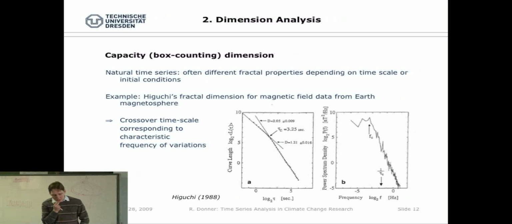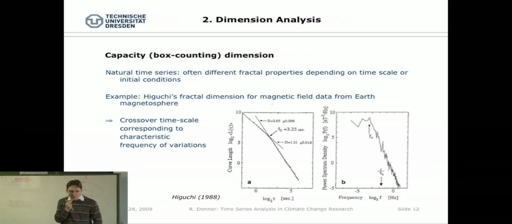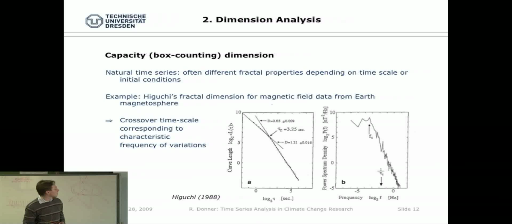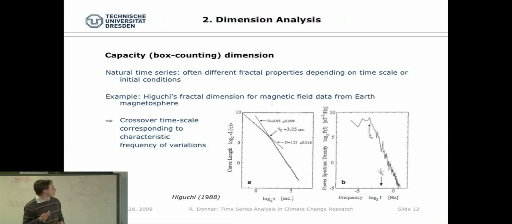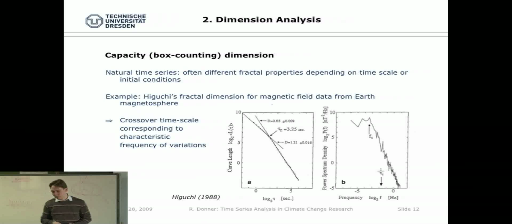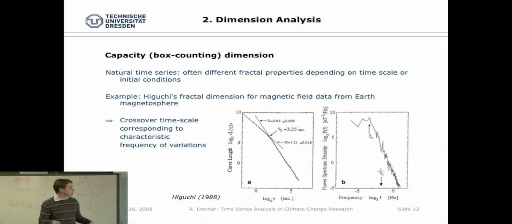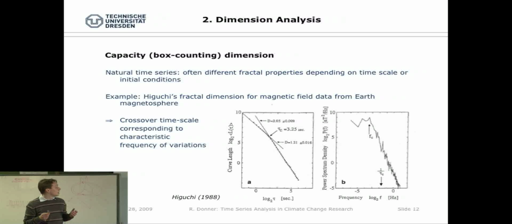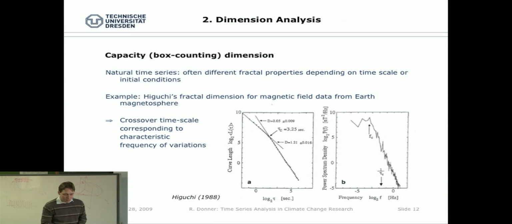Such a crossover time scale can be understood as the result of a characteristic frequency in the system. So in his example, there was some characteristic period of about 3.25 seconds. I'm not aware of any physical meaning of this time scale, but it's a robust time scale, which you can also see in the power spectral density of the system. So the point is, if you have a characteristic frequency in your system, then you usually do not have only one, but at least two different scaling regions.